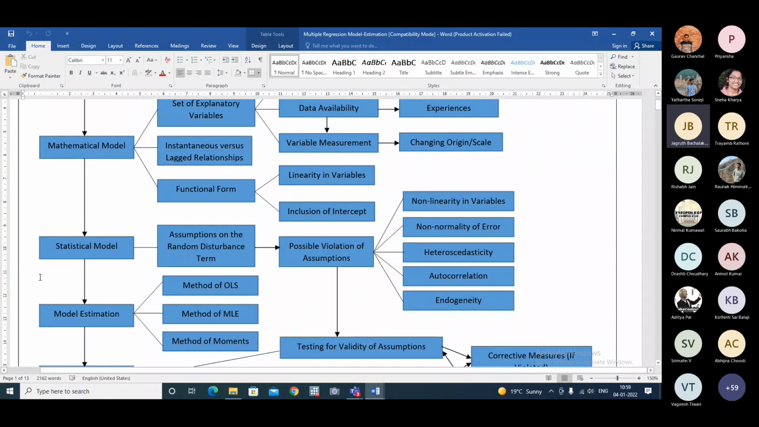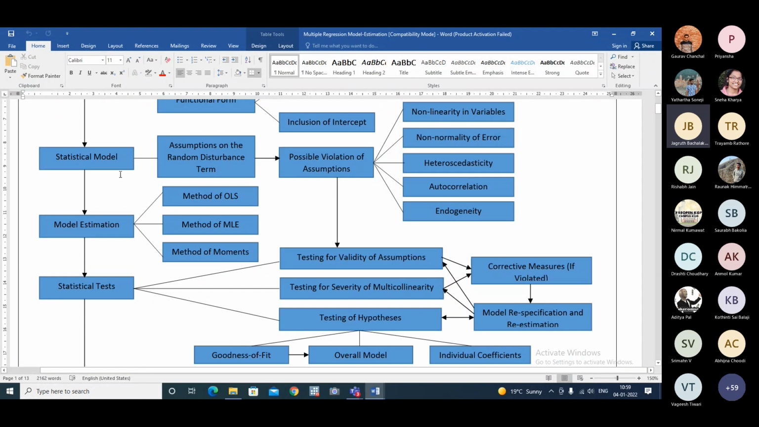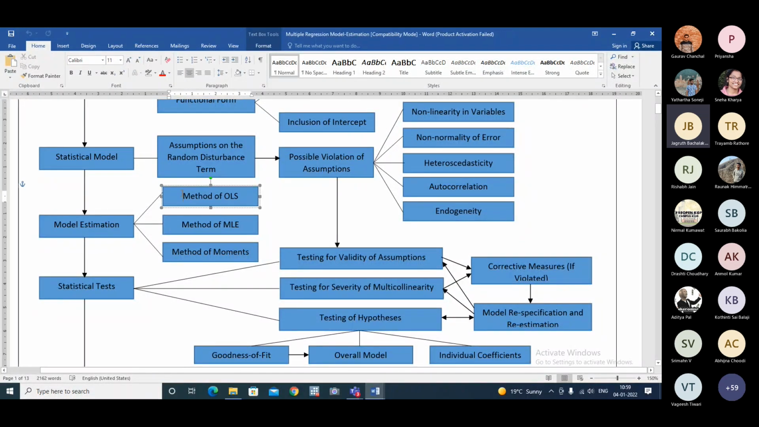Then this part is the core. Basically, estimation and testing of hypothesis. There are several methods, like say method of OLS, method of maximum likelihood estimation, method of moments. But in this course, our focus would be mainly on the method of OLS. And to some extent, we'll be discussing the method of MLE.